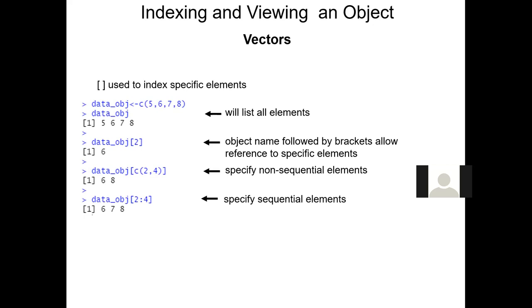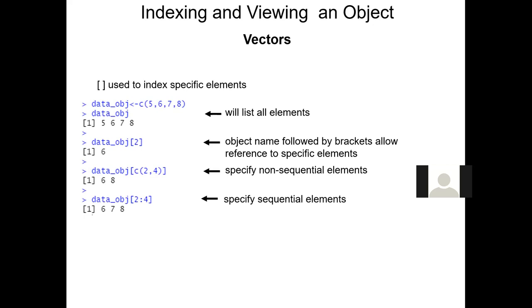And in the next example, you're using the concatenation function to specify which elements you would like to see in that vector, separated by commas. So in this example, you wanted to see elements 2 and 4. And when you do that, in turn, you get printed out 6 and 8, because position 2 is 6 and position 4 is 8.